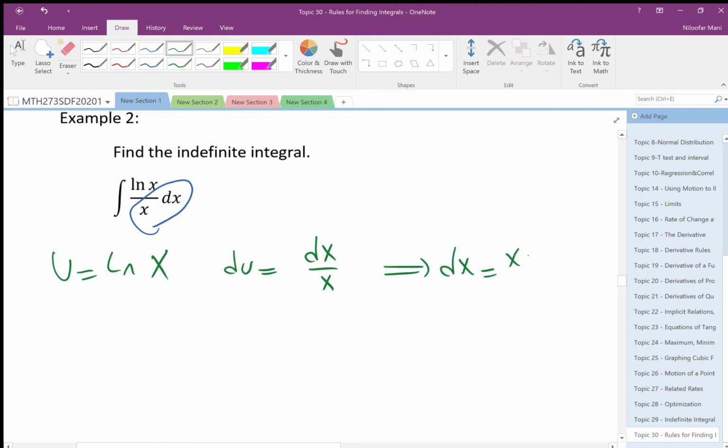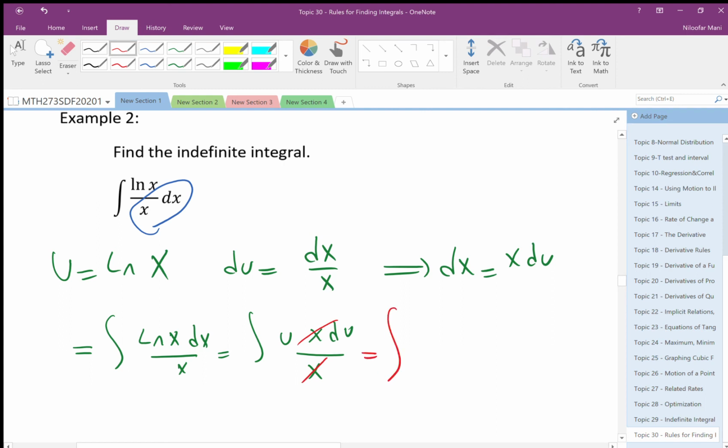is x du. Okay, so your integral is ln x dx over x, which is u x du divided by x. Can I cancel x and x? Perfect. Remember, if you are left with all u and you can find the integral easily, you didn't make any mistake. But if I see x is still there and I cannot cancel, I made a mistake. Okay, so it is u du.